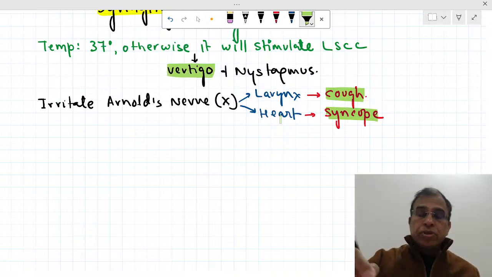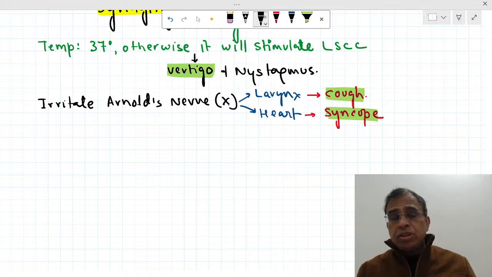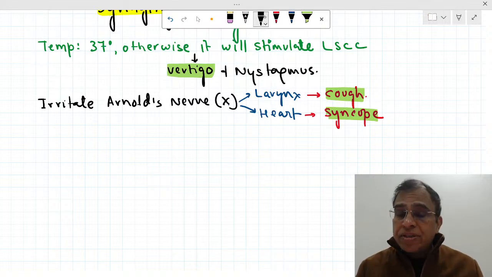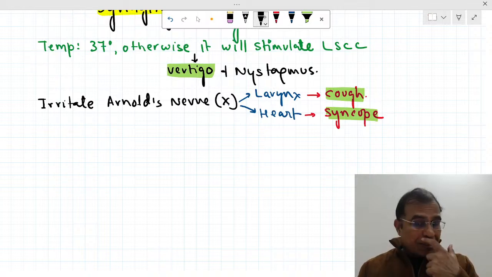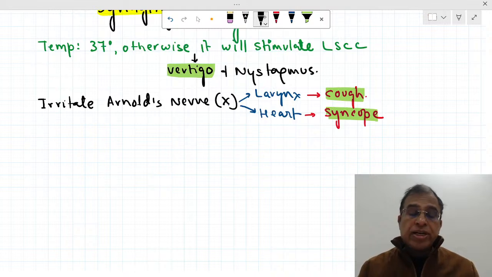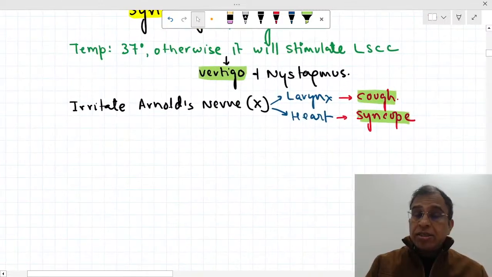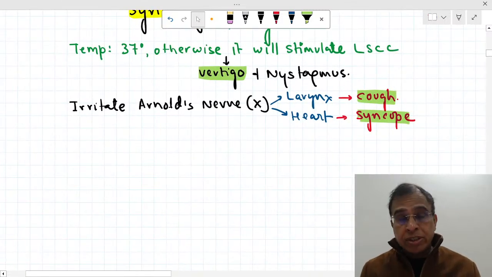So you have to know that vertigo is due to the temperature difference, when you are not careful about the temperature. And cough and syncope are because of stimulation of Arnold's nerve. So if they ask you why syncope happens, or why vertigo happens during syringing, you have to know these points. Okay. That's why syringing should not be taken lightly. It's a simple procedure, but it can have consequences.